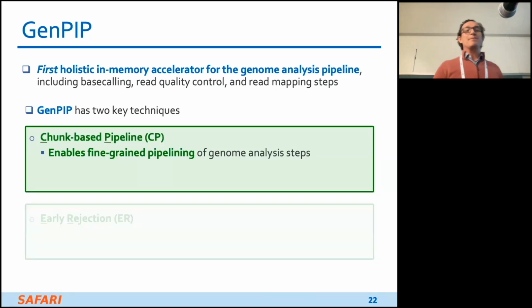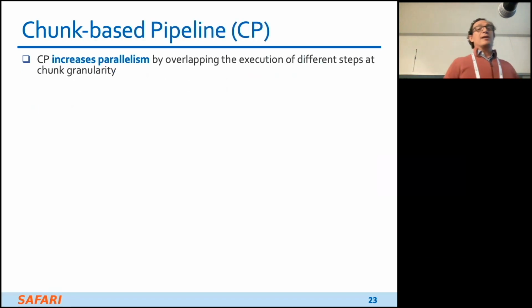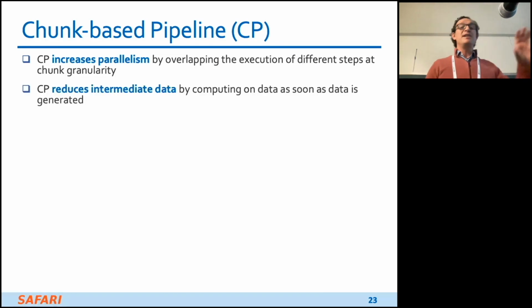As I said, there's a chunk-based pipeline. This enables fine-grained pipelining of genome analysis steps. You process reads at a chunk granularity, a small granularity, like a subsequence granularity, like 300 bases as opposed to 1 million bases. In nanopore sequencing, you get 1 million bases. Okay, so what is the benefit of this? This increases parallelism by overlapping the execution of different steps. And it also reduces intermediate data by computing on data as soon as it's generated. You don't wait for 1,000,000 bases, you wait for only 300 bases, and then you do some computation.